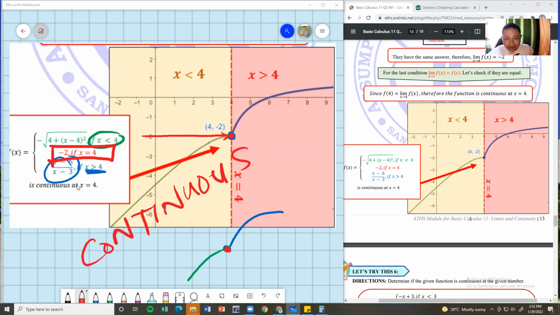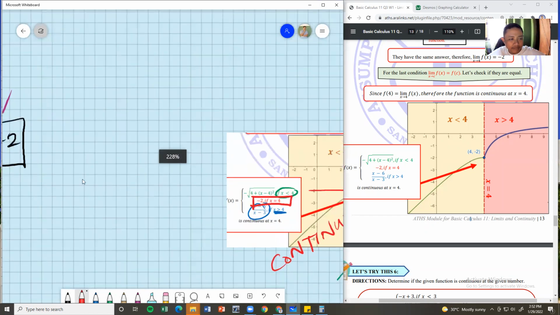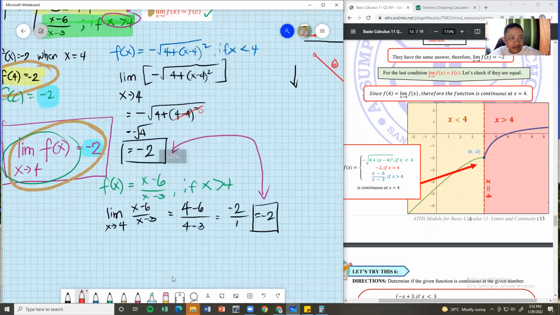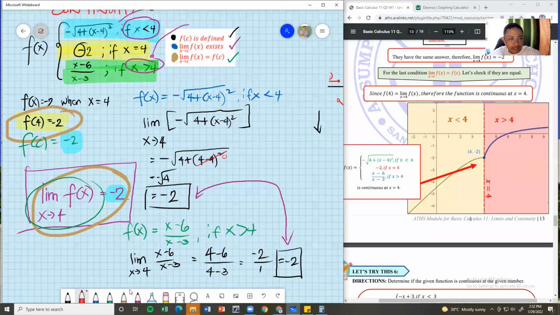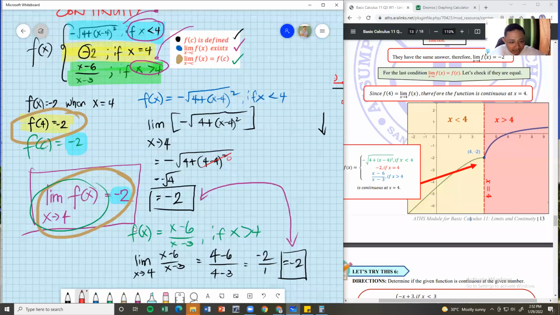Okay, now I will give you a situation. What if, in the given that we just showed a while ago, I revise one of the given? For example, I will revise this and change it to 2. If I change this to 2, then this becomes f of x is equal to 2, substituting x, which is 4, it becomes f of 4 is equal to 2.